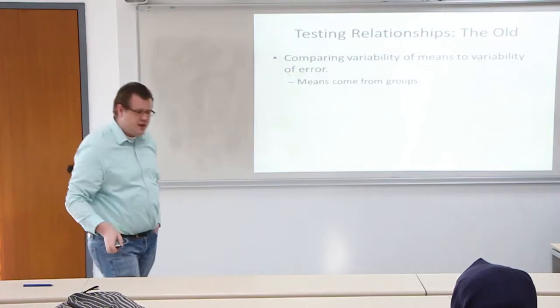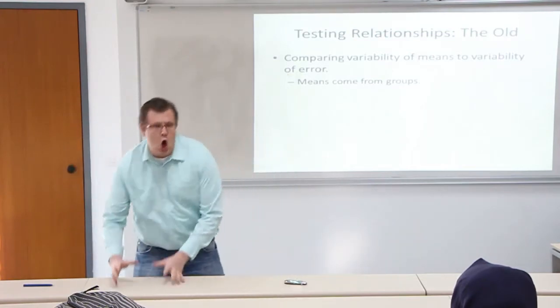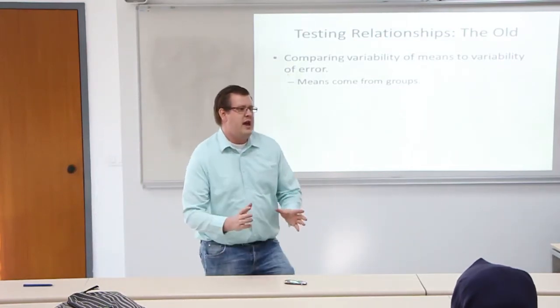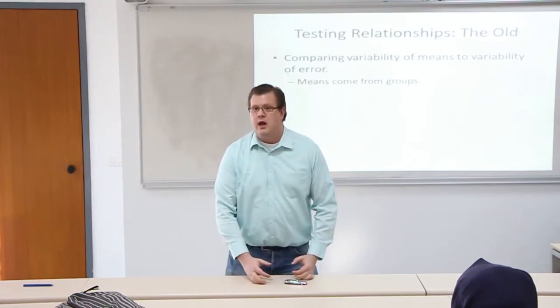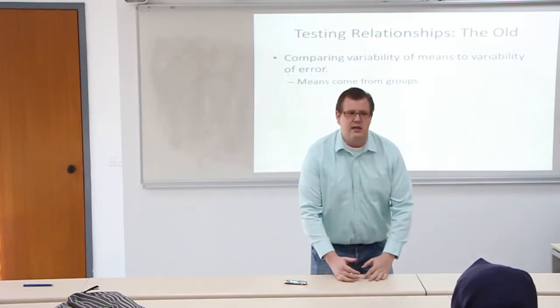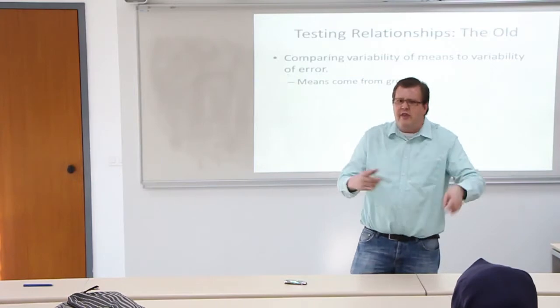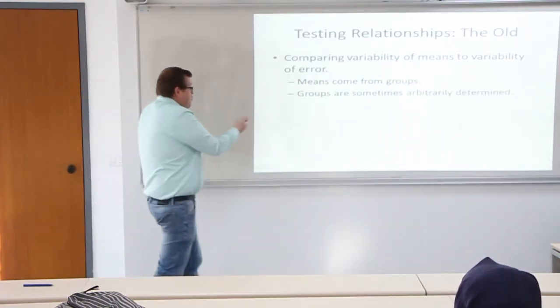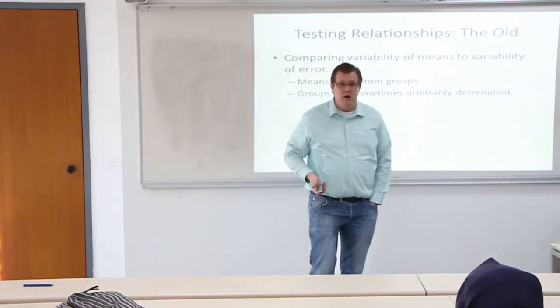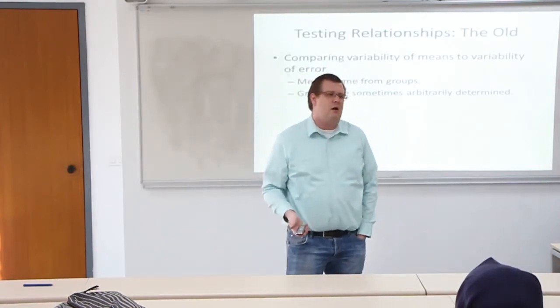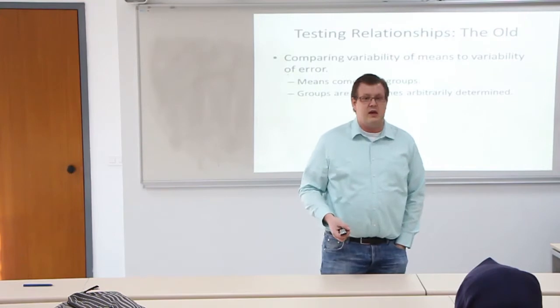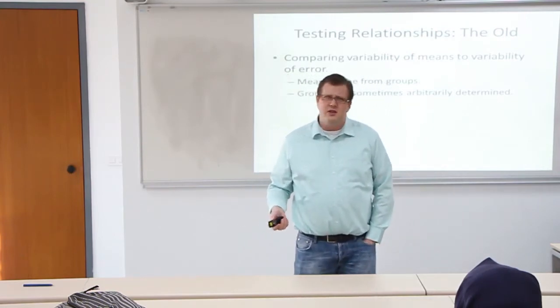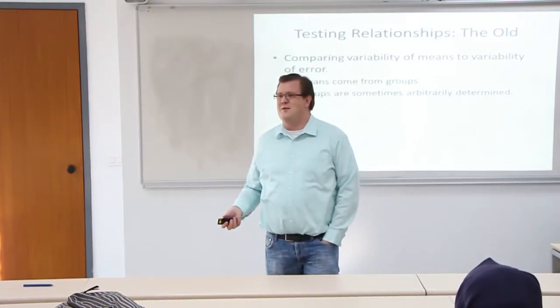So we had some group that had a long list and they had a short delay, and another group that had a short list and a long delay, and all the other combinations. So we had means from different groups. And the groups sometimes are arbitrarily determined. Not all groups are arbitrarily determined. Things like major. Actually, even that's sort of arbitrarily determined, right?